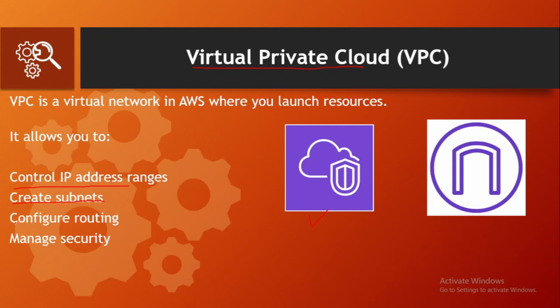Third thing, we can configure routing. This defines how traffic moves inside your network and how it connects to the internet. And the fourth thing is managed security. You can control which resources are allowed to communicate with each other and which ones are accessible from outside. So remember this important concept: nothing in AWS networking starts without a VPC. It is the foundation of cloud infrastructure.